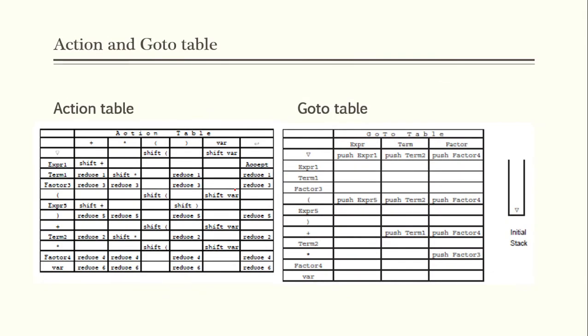Okay, so this is how the action and the goto table look like. The actions here will determine whether you need to do a reduce or a shift operation. And this is the goto table, which indicates which stack symbol should be replaced.